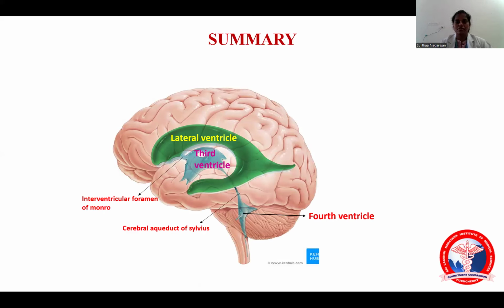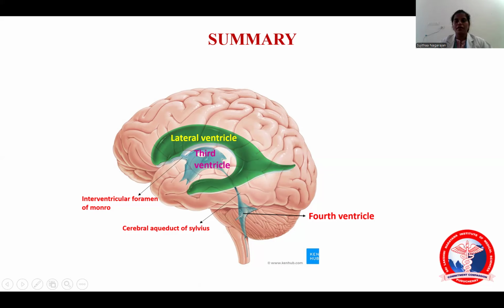Now to summarize, we saw about the ventricles of the brain. There are two lateral ventricles and one third ventricle. That's why the third ventricle is called the third ventricle, as we have two lateral ventricles, which are number 1 and 2. Then we have the fourth ventricle. The two lateral ventricles are located within each cerebral hemisphere. The lateral ventricle has parts: the anterior horn, the central part of the body, the posterior horn, and the inferior horn.